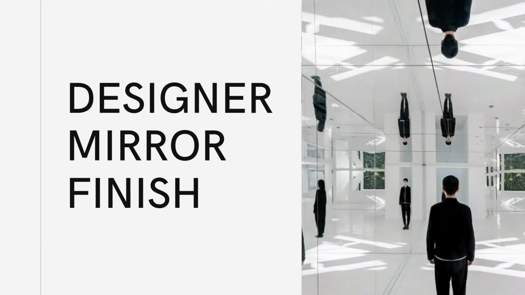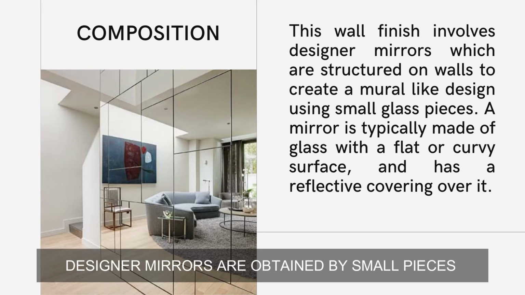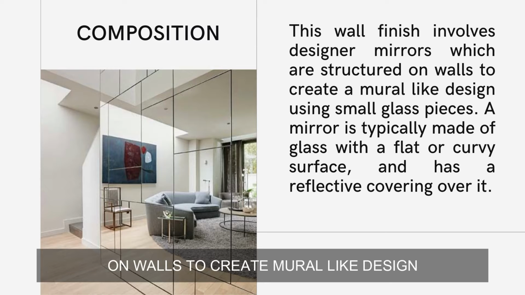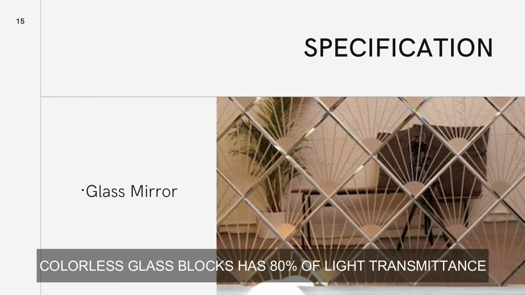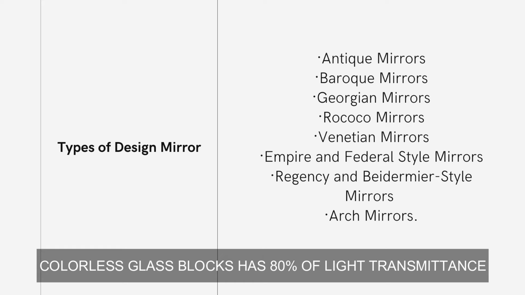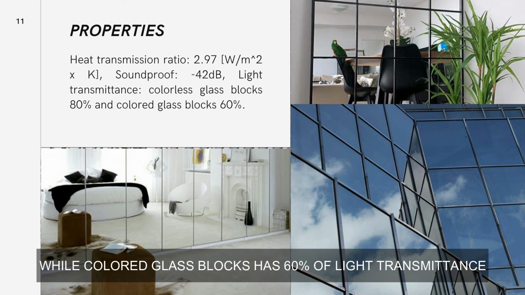Would you like to see that shiny, shimmering, splendid kind of finish? I present to you the designer mirror finish. Designer mirrors are obtained by placing small pieces on walls to create a mirror-like design. Colorless glass blocks have 80% light transmittance, while colored glass blocks have 60% light transmittance.